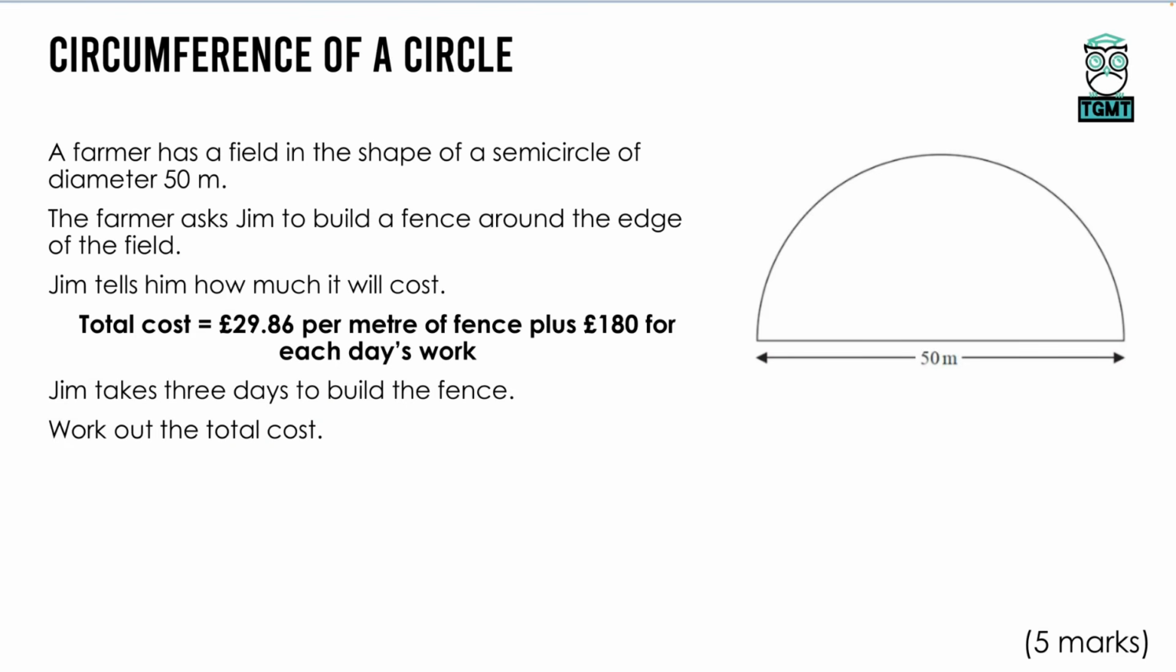Here it says a farmer has a field in the shape of a semicircle of diameter 50. The farmer asks Jim to build a fence around the edge of the field, and Jim tells him it will cost £29.86 per metre of fence, plus £180 for each day's work. Jim takes 3 days to build the fence. Work out the total cost.